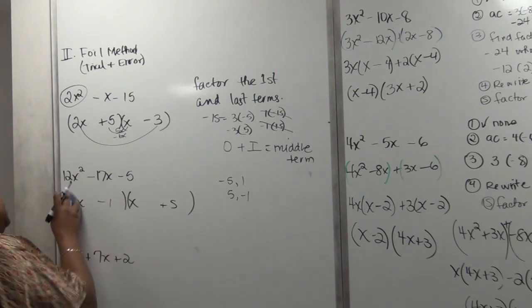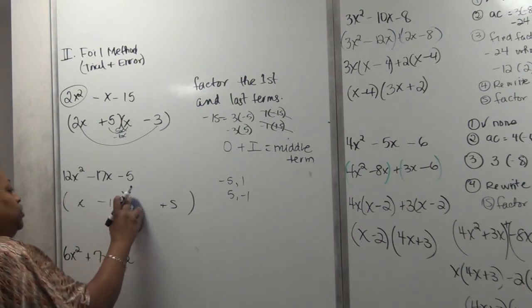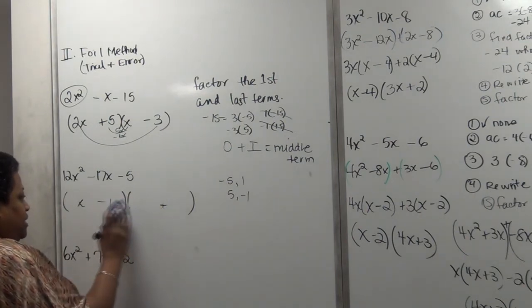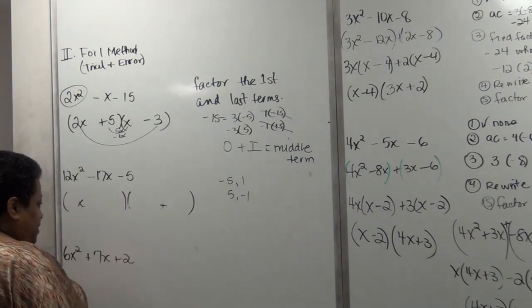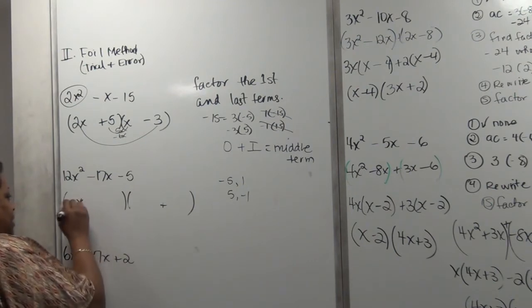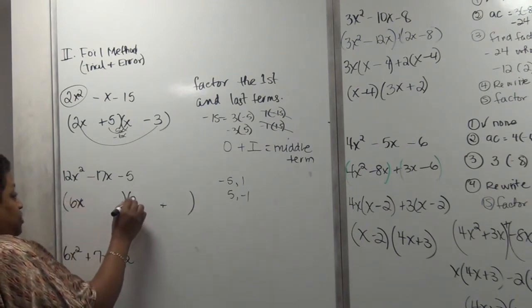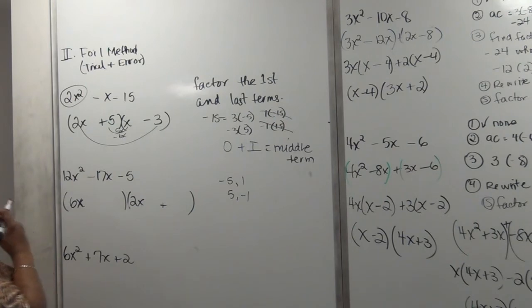So I say let's change the factors. 1 to 12. That's what I say. Let's try 6x and 2x. Alright.